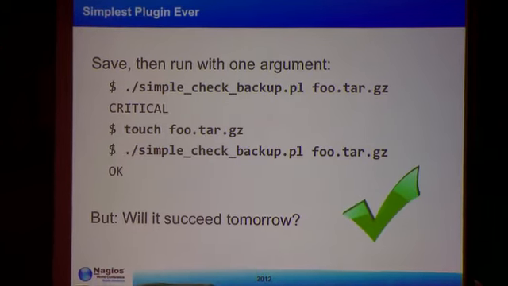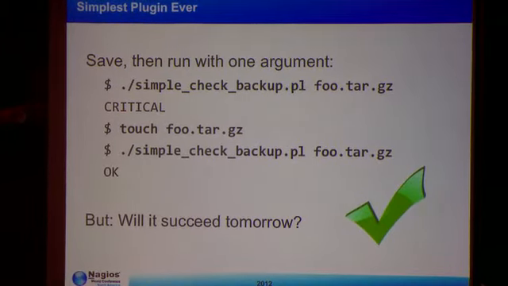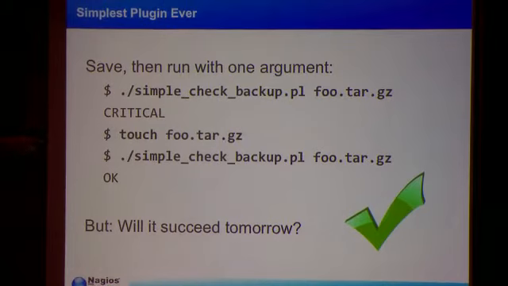We can save it and run it with one argument. We give it the name of a file. Then when we create that file, it's OK. Our backup is good, right? And then tomorrow, our zero-length foo.tar.gzip will also be OK. It will always be OK. It will always be a good backup.